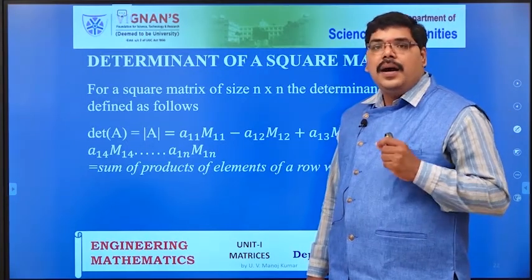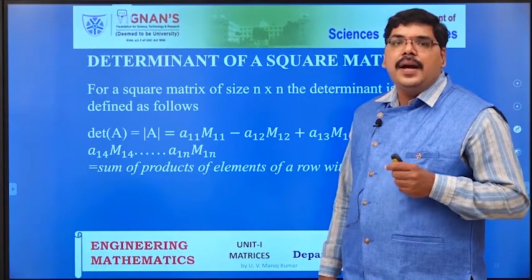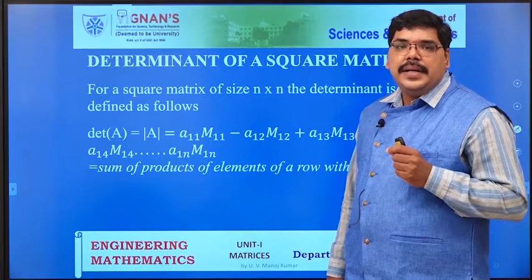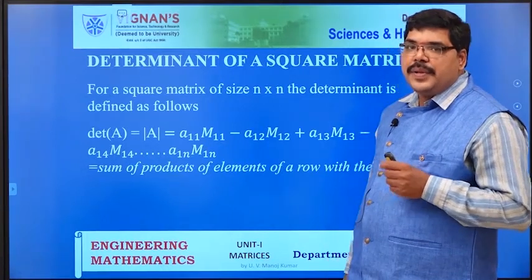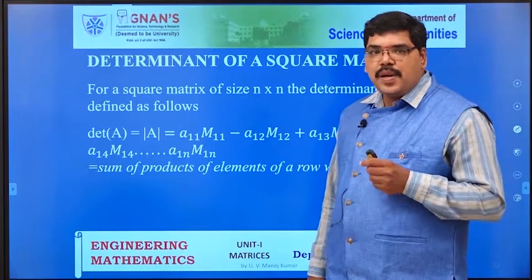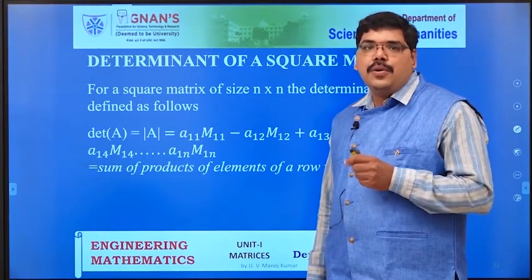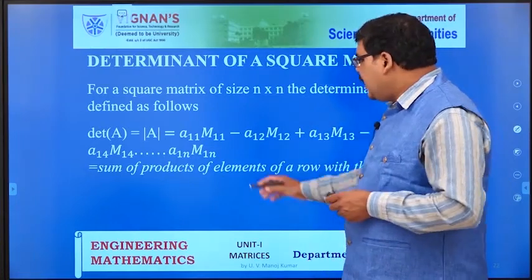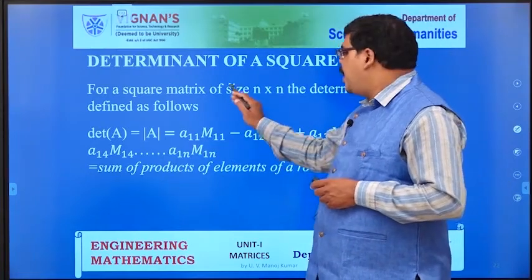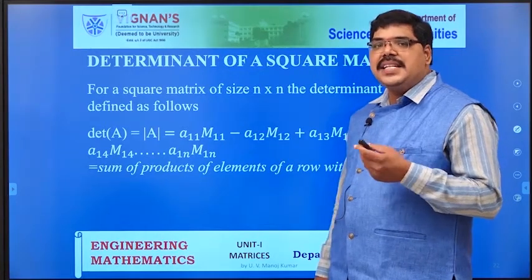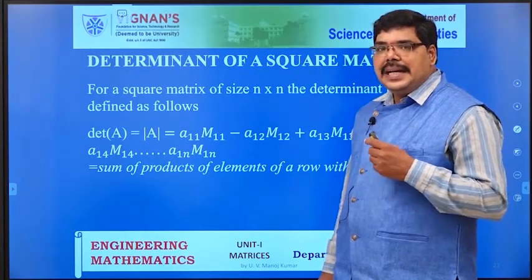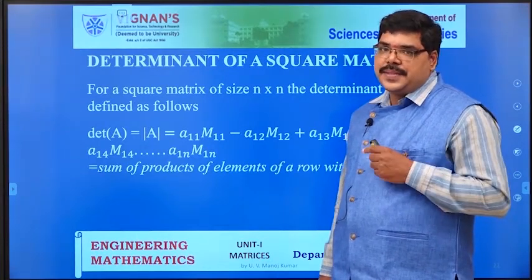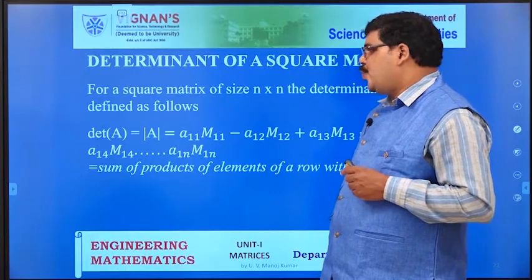After defining the minor of an element and the minor of order k, we can define the determinant of a 3 by 3 matrix. The determinant of a 3 by 3 matrix is the sum of the products of the elements of any row with the corresponding minors. Here is the formula. If you have a 3 by 3 matrix, or in general any size square matrix, consider a row of that matrix. Suppose I am considering the first row here.